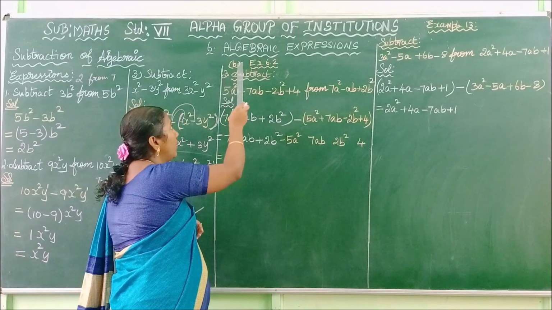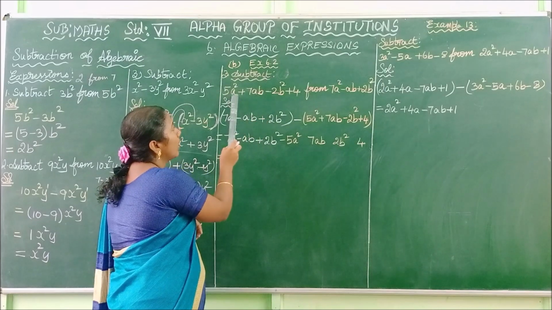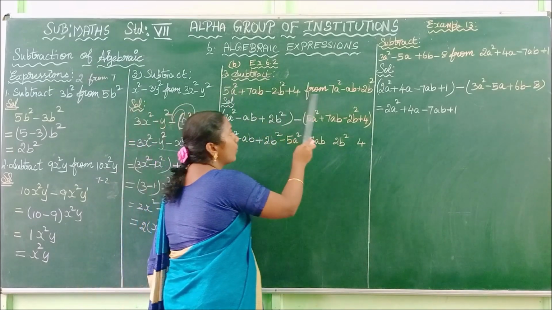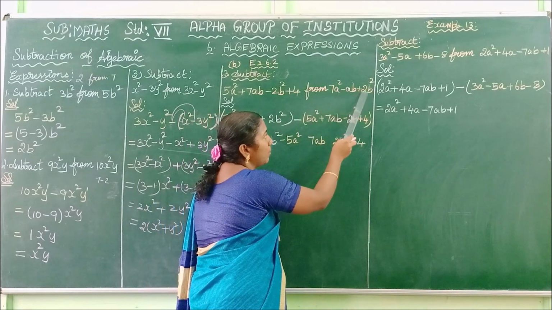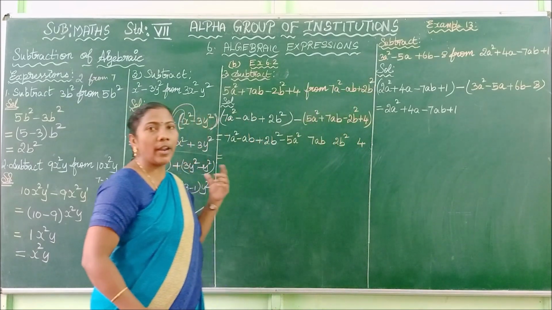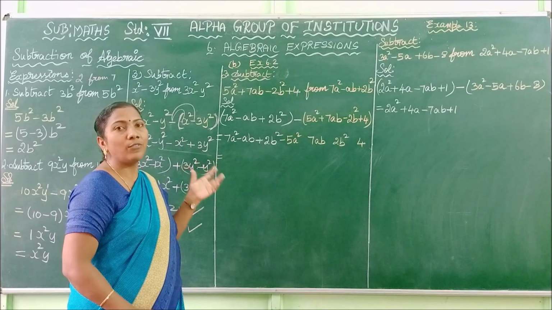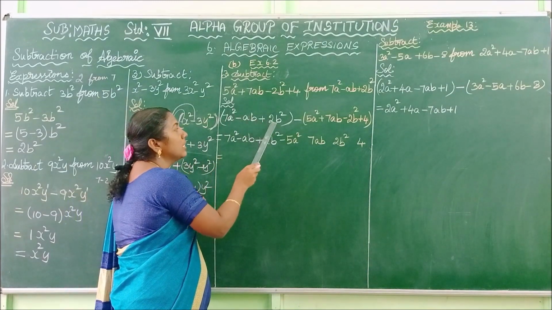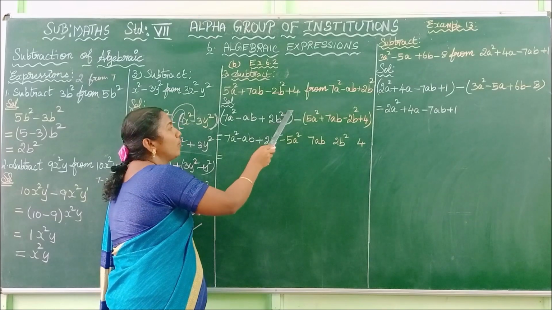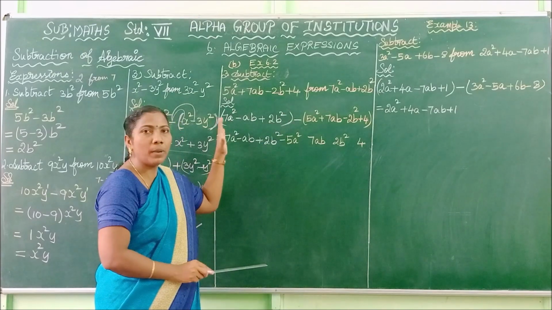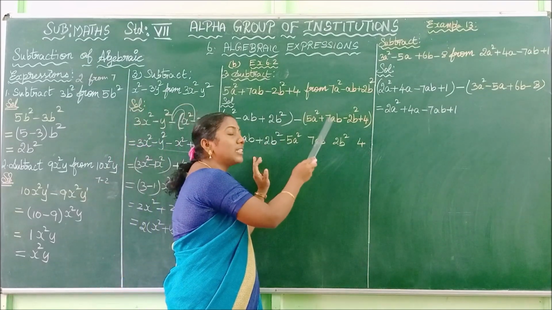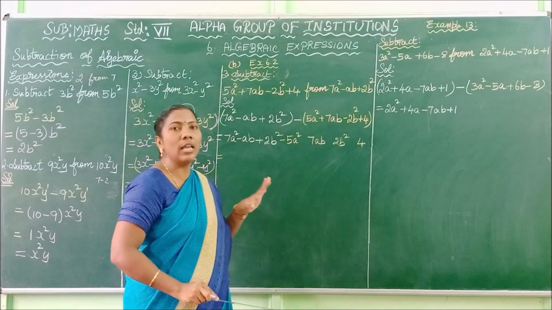Question number 3, subdivision B. Subtract 5a square plus 7ab minus 2b square plus 4 from 7a square minus ab plus 2b square. First you have to write the expression that comes after the word from. So you have to first write 7a square minus ab plus 2b square. For the first expression you may use a bracket or you may not use the bracket. It is not a problem. For writing the second expression, you must use the bracket.